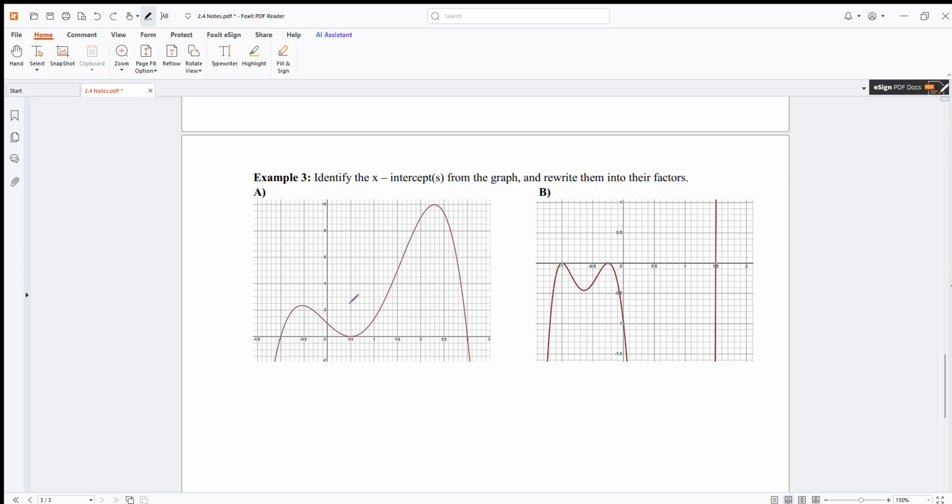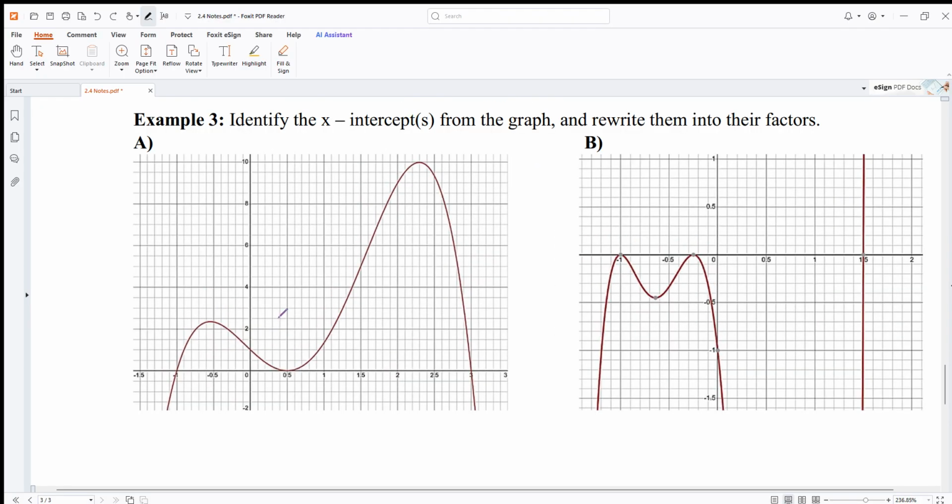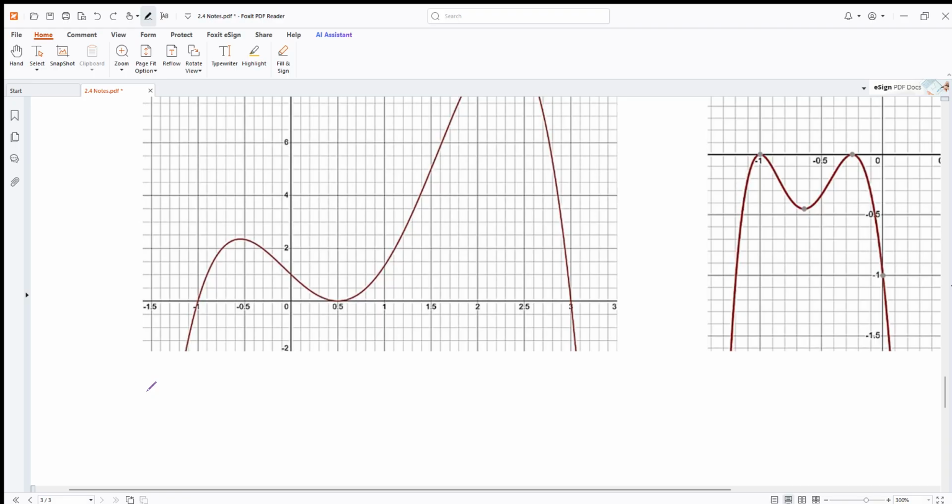All right, last piece, almost there. So we have example 3, identify the x-intercepts, rewrite them into factors. So we have the graph, and we know x-intercepts is where the graph will cross or bounce off of the axis. And it just wants us to find the factors of them. So I know that's negative 1, 0. So in other words, an x value of negative 1.